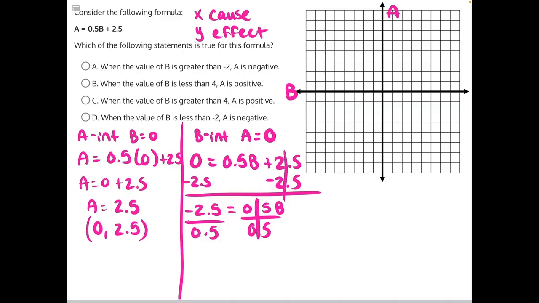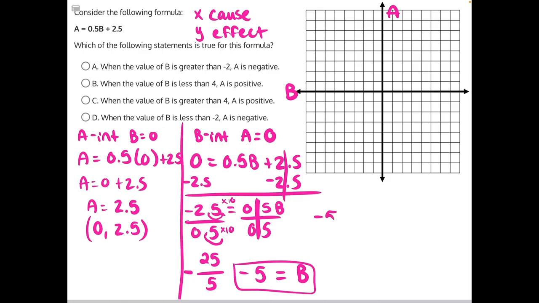These 0.5s will cancel, and in this case, when we're dividing with decimals, this can get tricky. So what I would recommend is that you multiply both the top and bottom by 10 to move the decimal point over. So we'd have 2.5 becomes 25, and 0.5 becomes 5. 25 divided by 5 would give us 5. Negative 5 is equal to b, making our second coordinate point negative 5, 0.